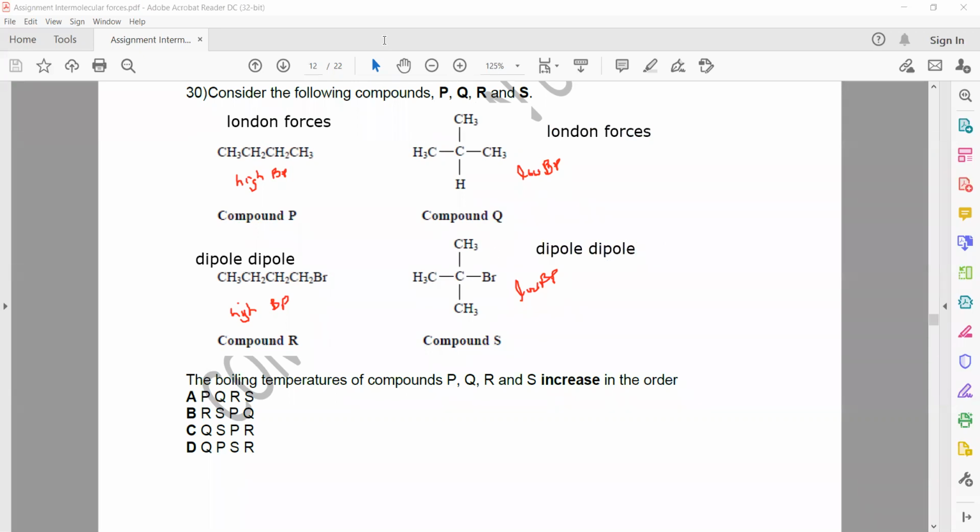So first, when we compare, because the dipole forces are stronger and London forces are weaker, first it should be Q. Q should have the lowest, then followed by straight chain, which will have higher, but it cannot be higher compared to dipole. So it will be P. Then when we compare the branched compound with the straight chain, branch will have a low boiling point, so it will be S. And then the last one will be R. So it matches with option A.